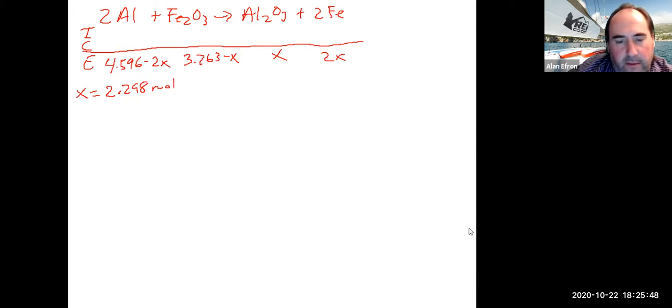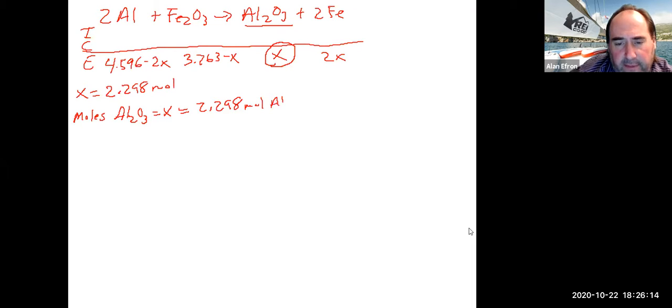Okay. So we'll start with the actual question that it asked in this one, which was, how much of our aluminum oxide did we produce? So we see that at the end of this reaction, our aluminum oxide equals X. So that means that the moles of aluminum oxide equals X, which means that we had produced 2.298 moles of aluminum oxide, which we can then convert into grams by using the molar mass of aluminum oxide.